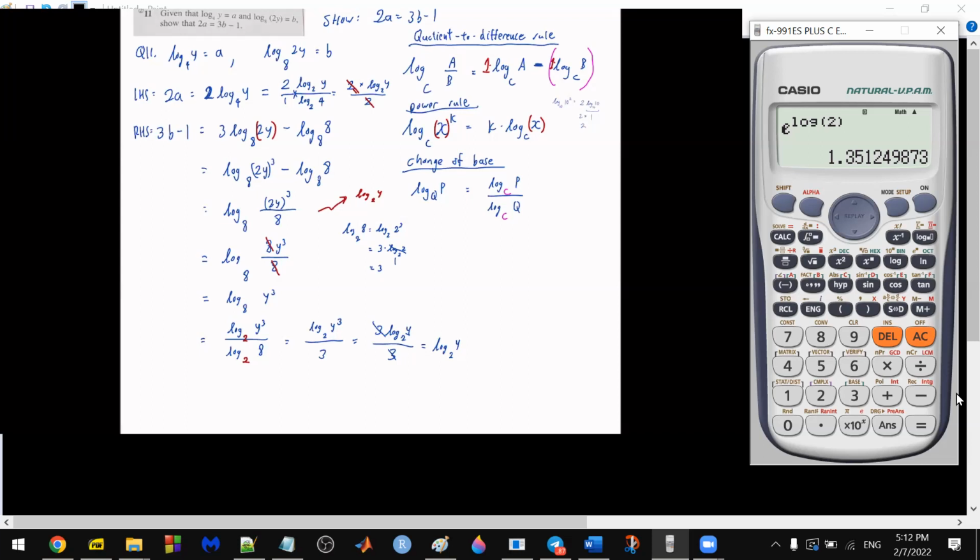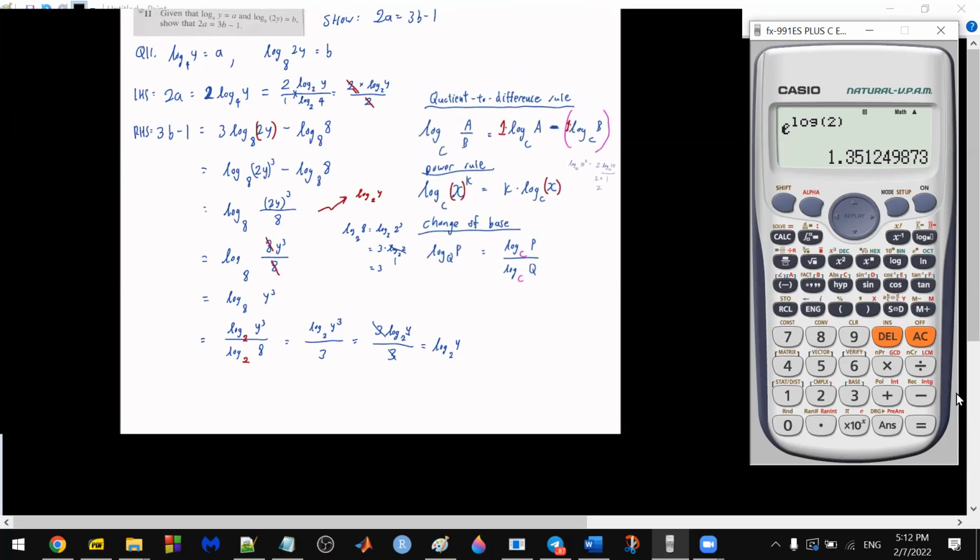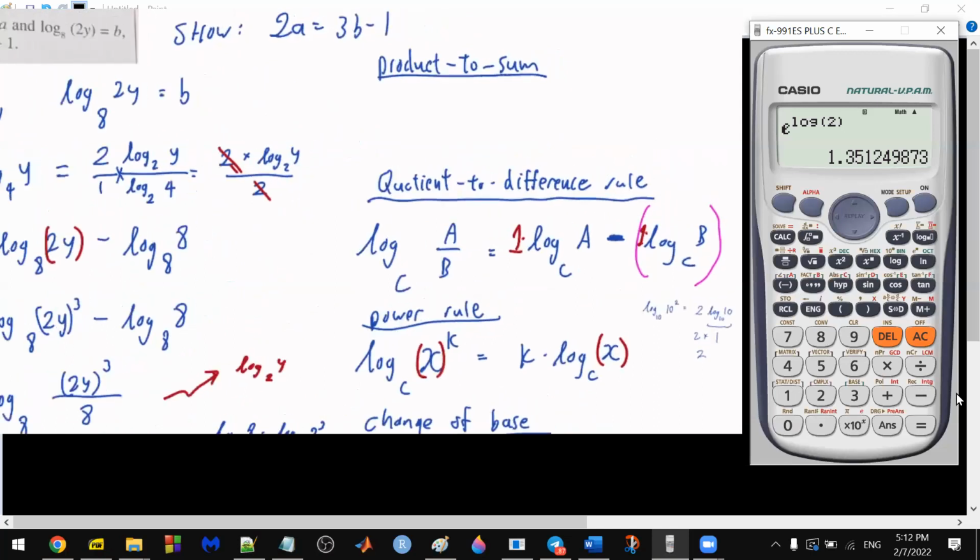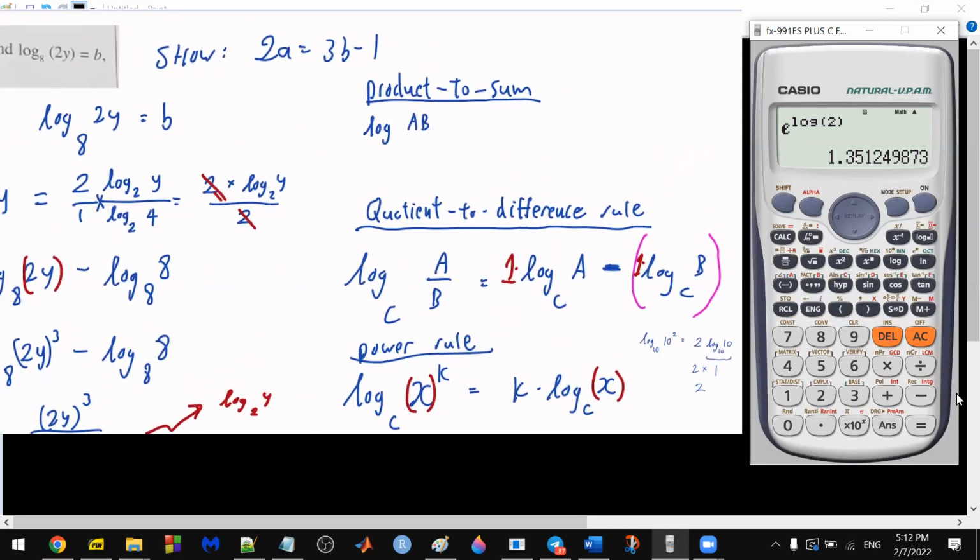Okay, let's just write down one more rule just to finish up this explanation. We have quotient to difference, but there is also one more. Let's just list it down. It's product to sum. Okay, product to sum rule. What does that say? It says that whenever you take the logarithm of a times b to the base c, it will just become a sum: log a base c plus log b base c.